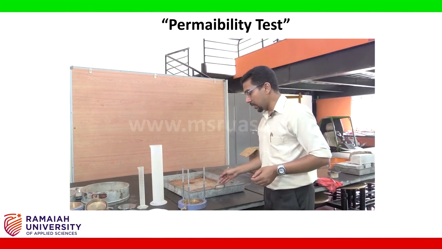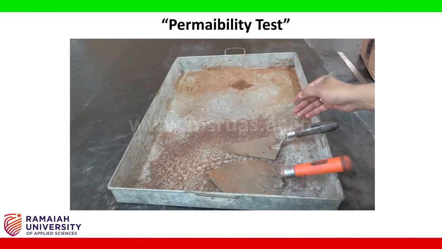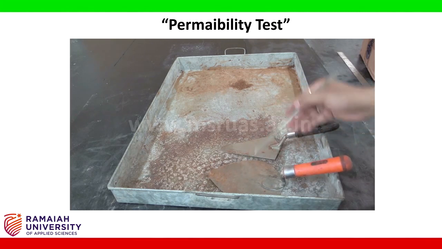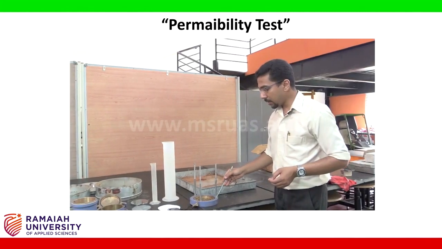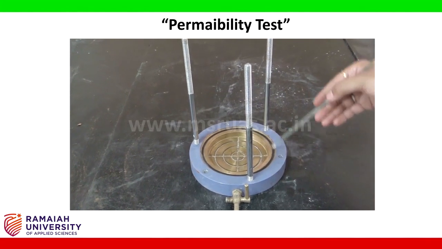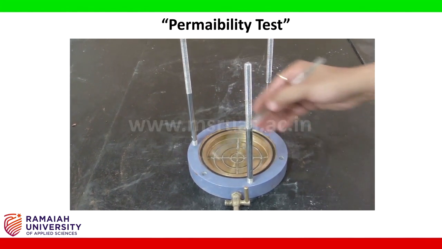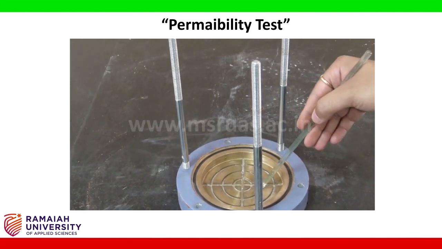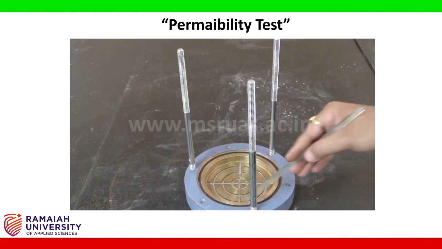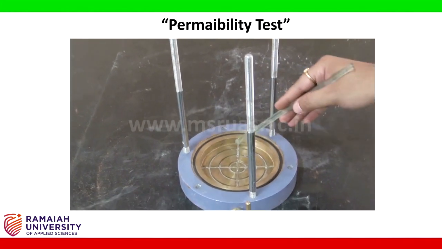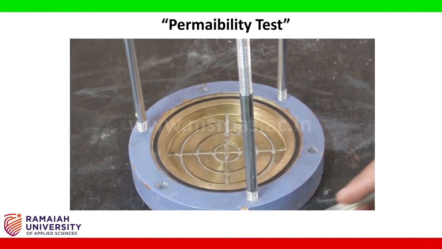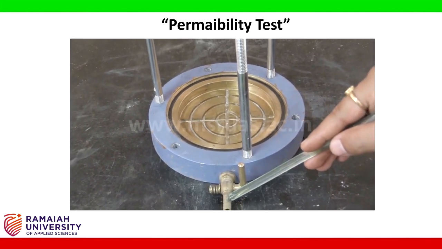This is the mixing tray, to mix the soil with the required quantity of moisture, and the trowels that are required to mix the soil. The base plate is required to hold the permeability mold in place. This base plate has corrugations, or vents, or channels in it, which help in the exit of water through the exit tap we have.